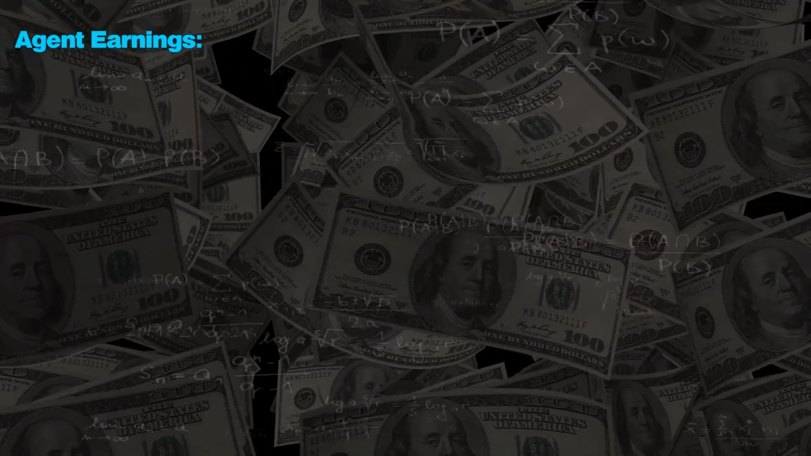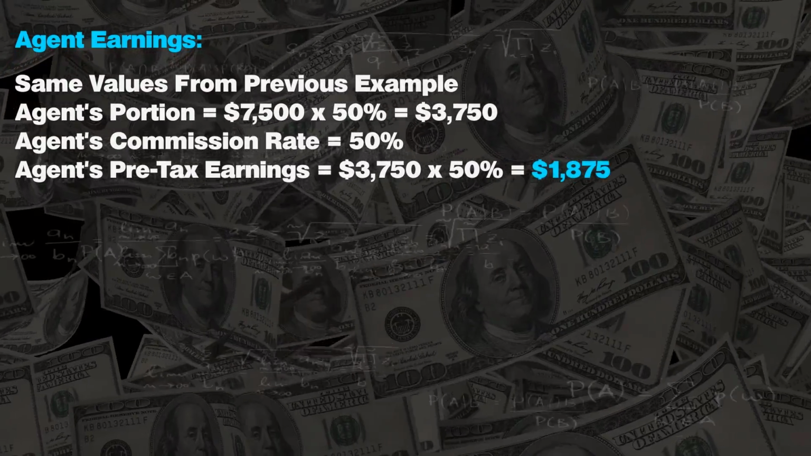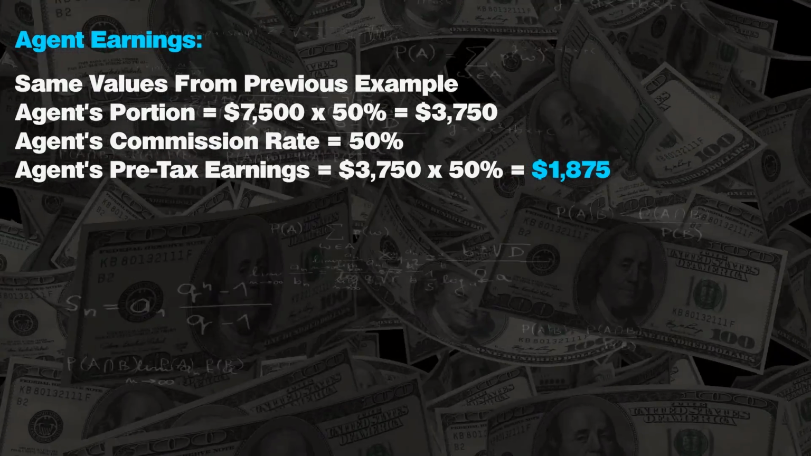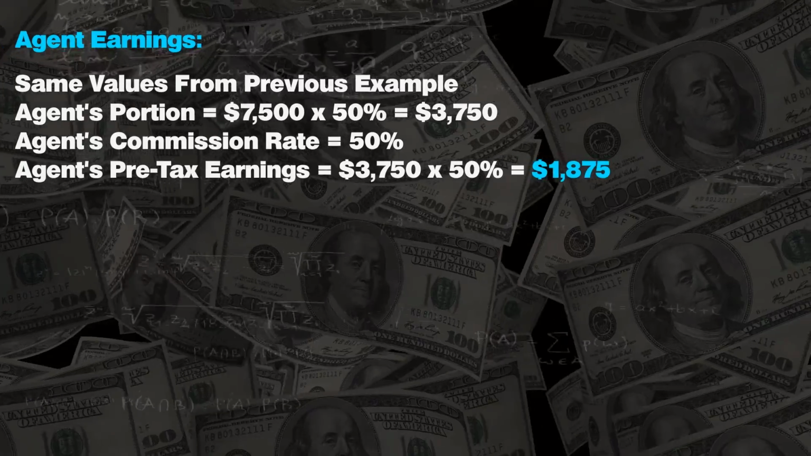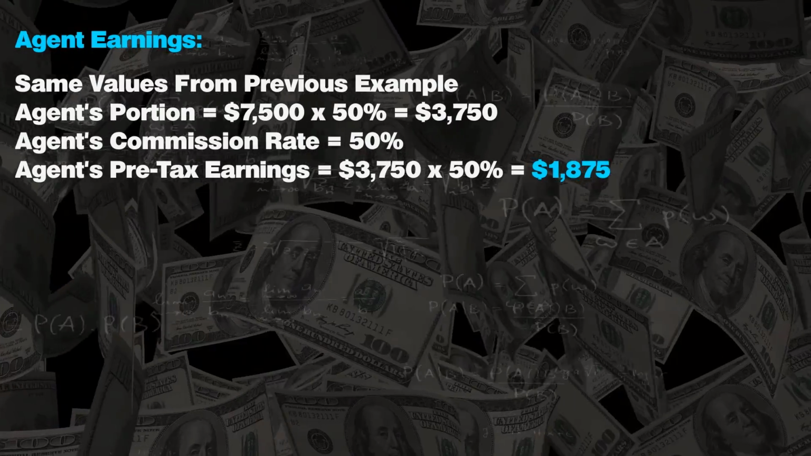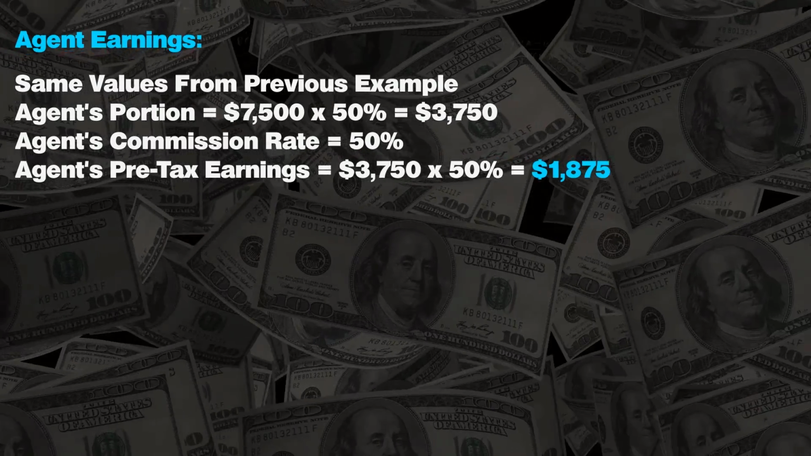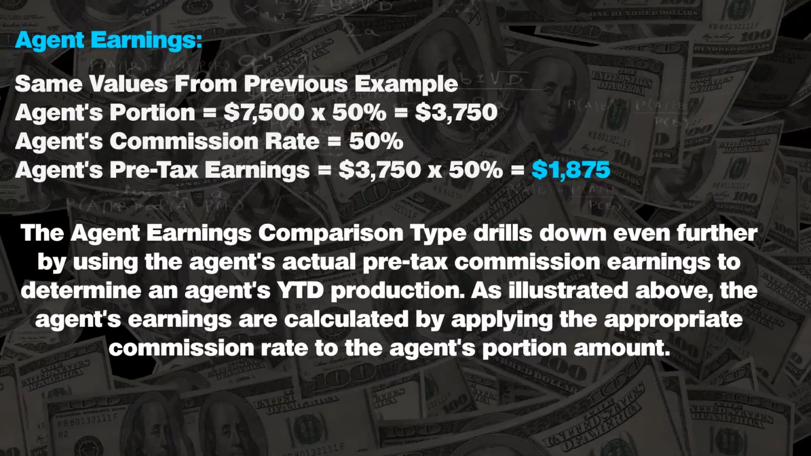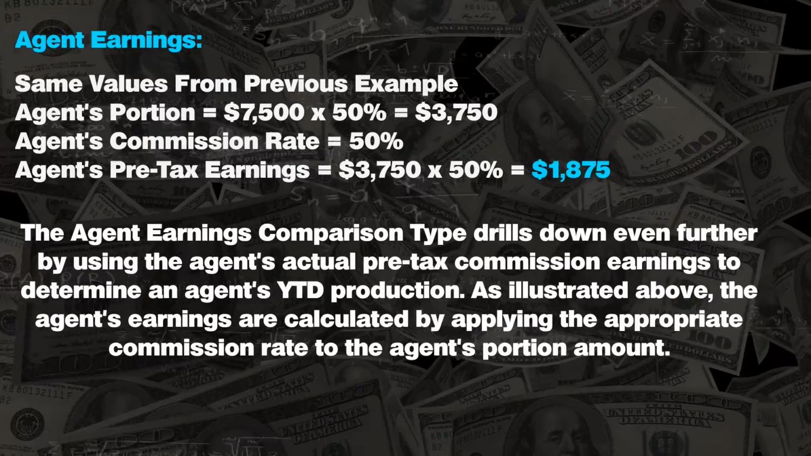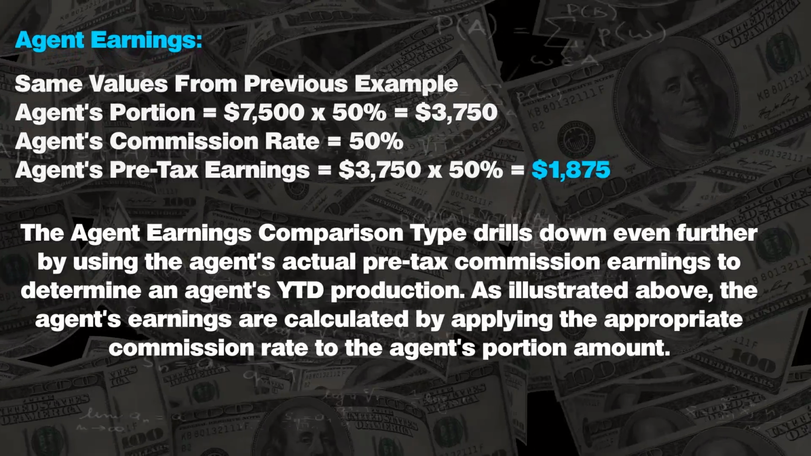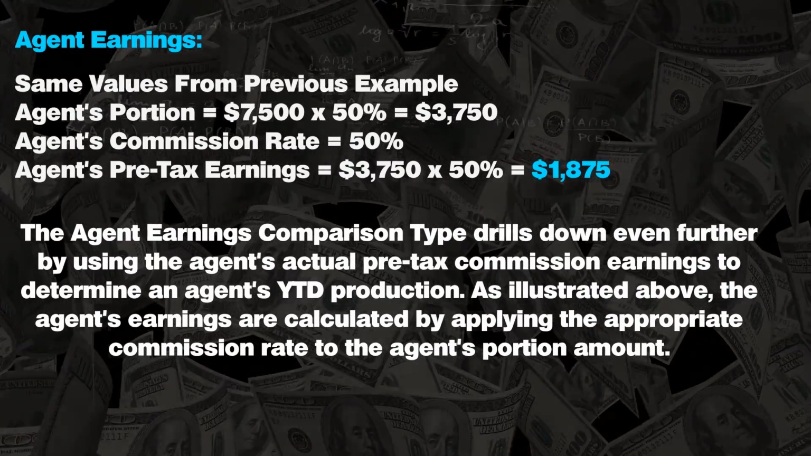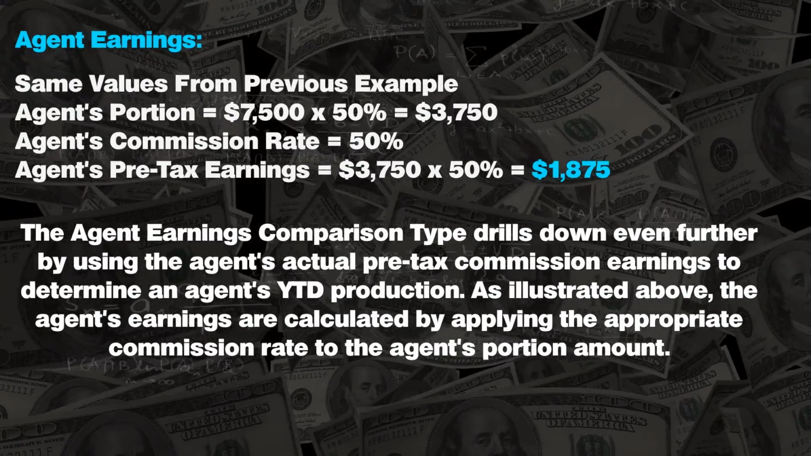Agent earnings example. We're going to use the same values from the previous example, where the agent's portion was $7,500 times 50%, or $3,750. The agent's commission rate was set to 50%. So the agent's pre-tax earnings would be $3,750 times 50%, or $1,875. The agent earnings comparison type drills down even further by using the agent's actual pre-tax commission earnings to determine the agent's year-to-date production. As illustrated above, the agent's earnings are calculated by applying the appropriate commission rate to the agent's portion amount.